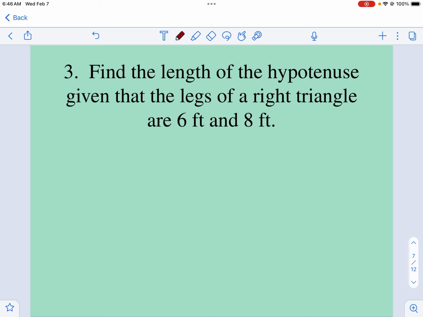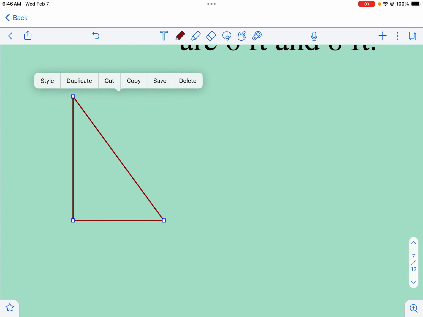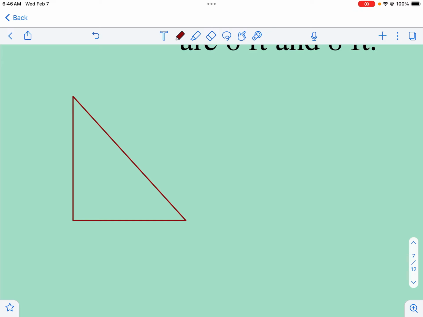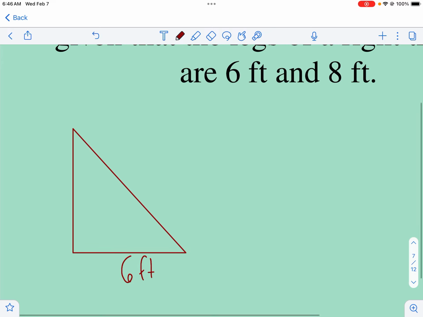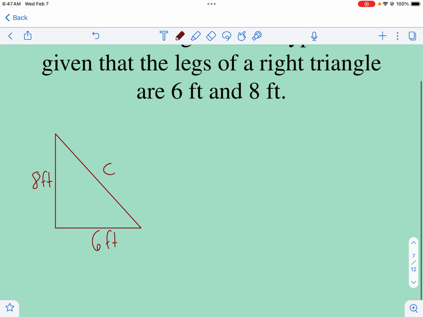Here they didn't give us a picture. They just said find the length of the hypotenuse given that the legs of a right triangle are 6 and 8. So I'm going to go ahead and draw my own picture. Maybe extend this side a little bit. And call this one 6 feet. This one 8 feet. And I'm going to go ahead and try and solve for my c, my hypotenuse.